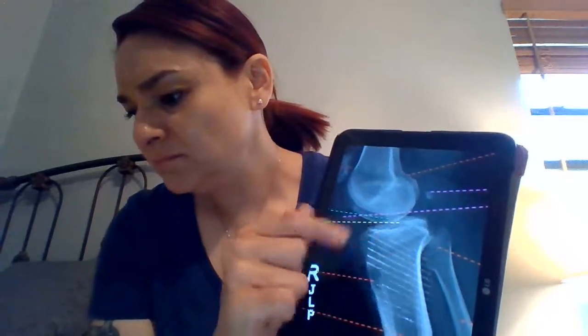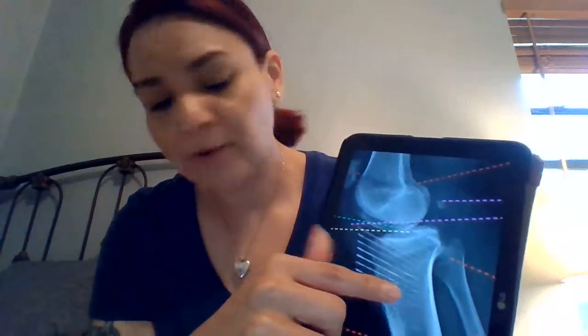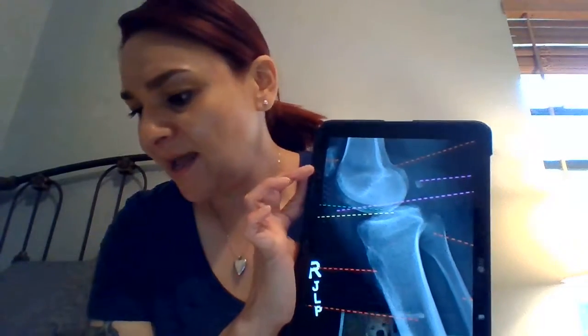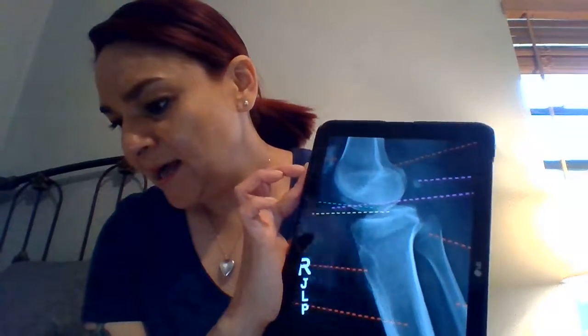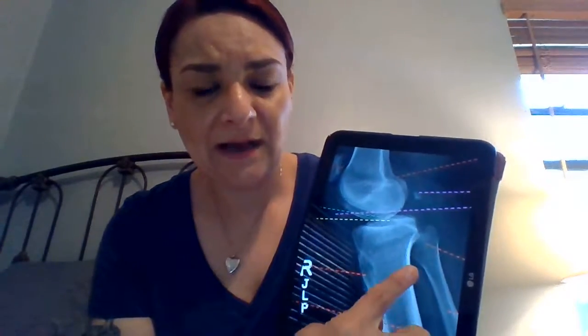Another error I noticed was here: the tibia is supposed to superimpose the fibular head by at least half, and that did not occur here. Now, of course, this could be anatomy and due to the injury that happened at the knee.